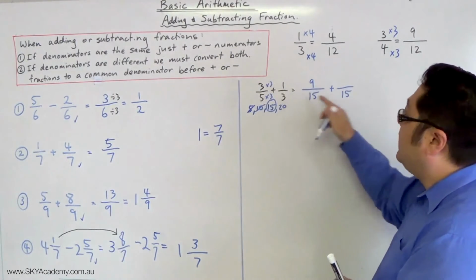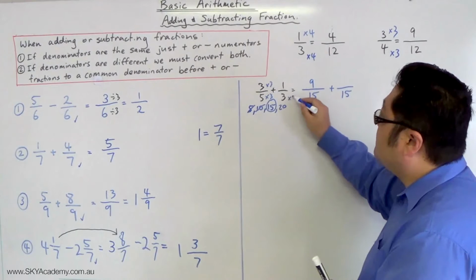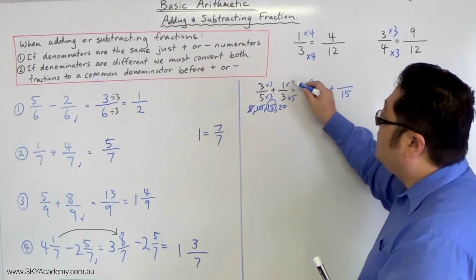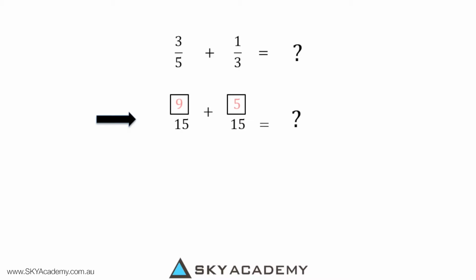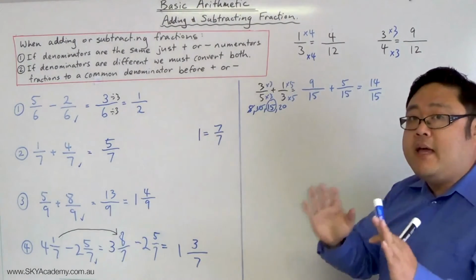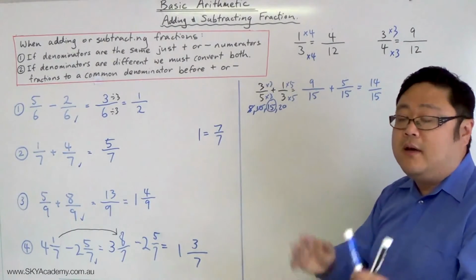What would you have to do to 3 to get 15? You'd have to times by 5. So 3 times 5, 1 times 5 gives you 5 over 15, and then your answer would be 14 over 15. Does that make sense?